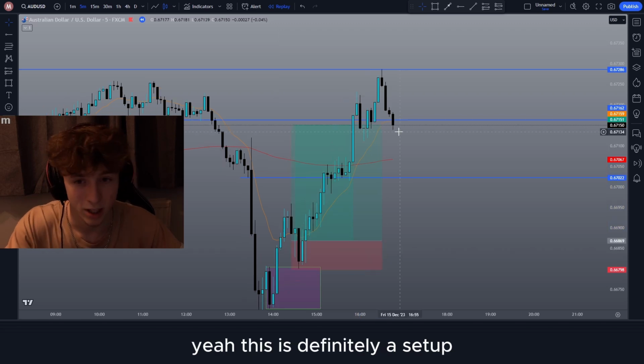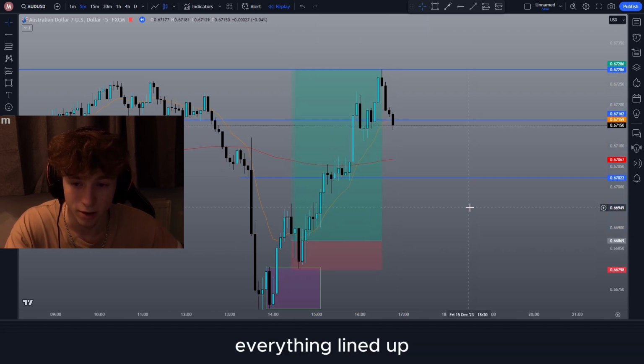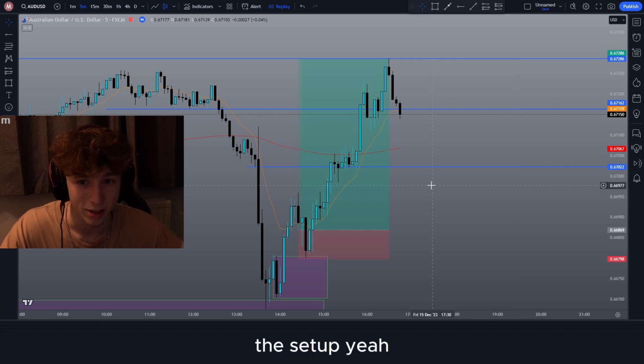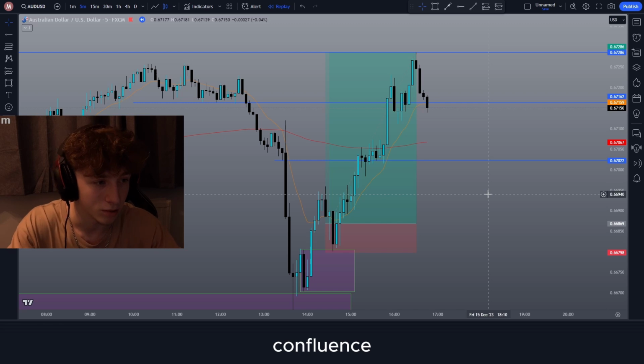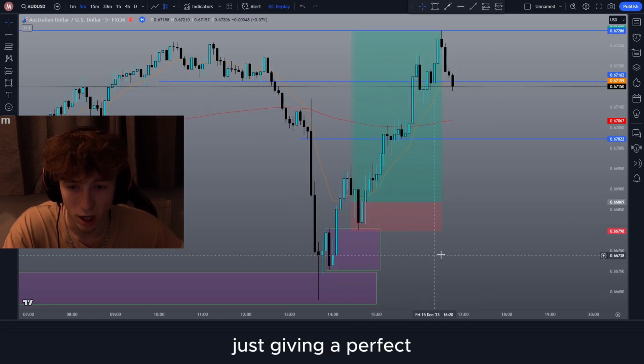But yeah, this is definitely a setup that I'd load up my lots on, because literally everything lined up. You literally can't have any complaints about the setup. But yeah, this is just an example of a setup that has lots of higher time frame confluence, as well as the 5 minute and 15 minute just giving a perfect entry.